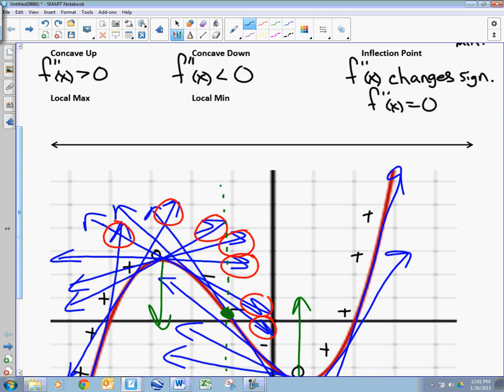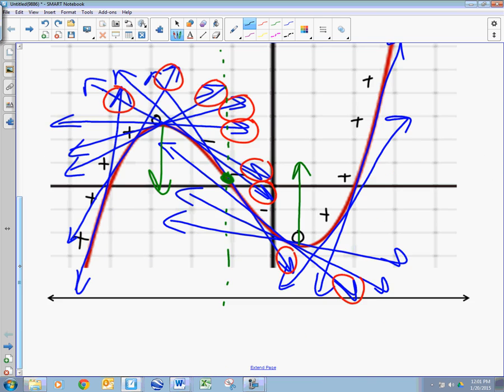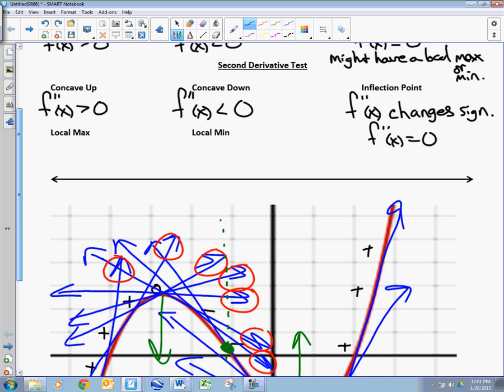Here's another thing that's very important. Local max. This spot right here, local max or local min? Local max, is it concave up or concave down? So a local max occurs when f prime of x equals 0 and f double prime of x is less than 0. If the second derivative is negative and the first derivative is equal to 0, then you know it's a local max.